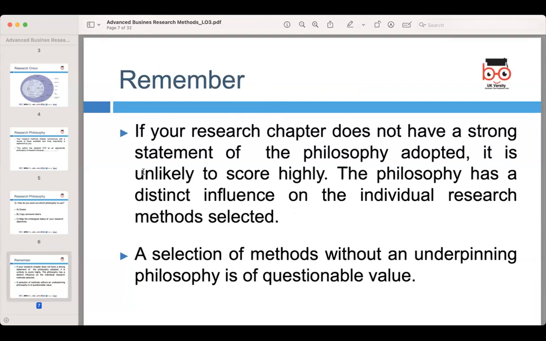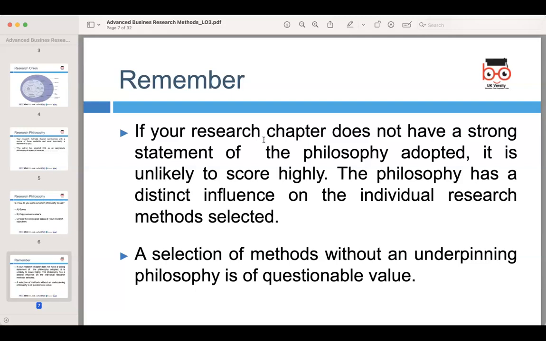Okay. If your research chapter does not have a strong statement of the philosophy adopted, it is unlikely to score highly. The philosophy has a distinct influence on the individual research methods selected. So if you randomly pick a bunch of methods without an underpinning philosophy, it is questionable whether your research will hold any value at all.